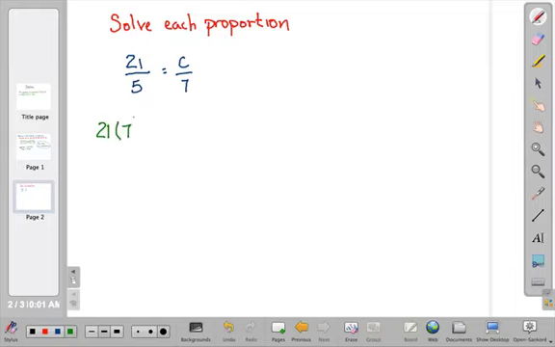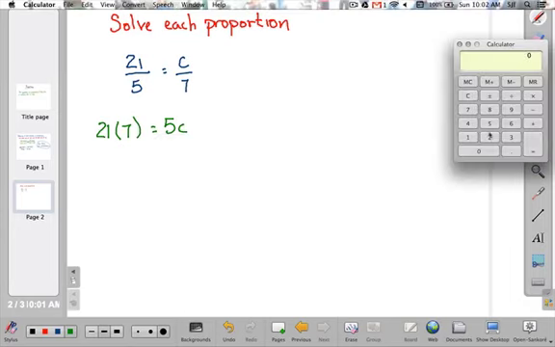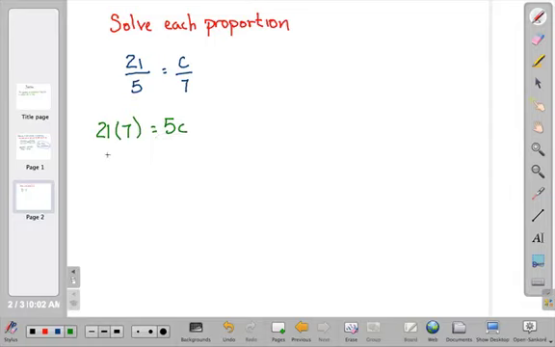21 times 7 is equal to 5 times c, or 5c. First thing that we need to do is figure out what's 21 times 7. 21 times 7 is 147. So I'm going to write that underneath here. Is equal to 5c. Now I need to get c all by itself, and the 5 is on the same side of the equal sign, and there's multiplication going on between these two, so the opposite of that is division. So that means I'm going to divide both sides by 5.